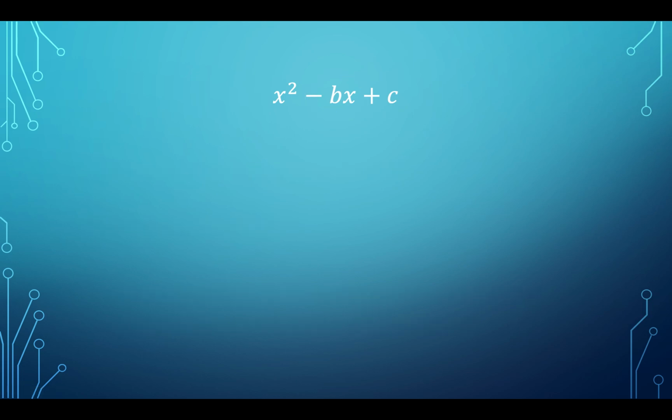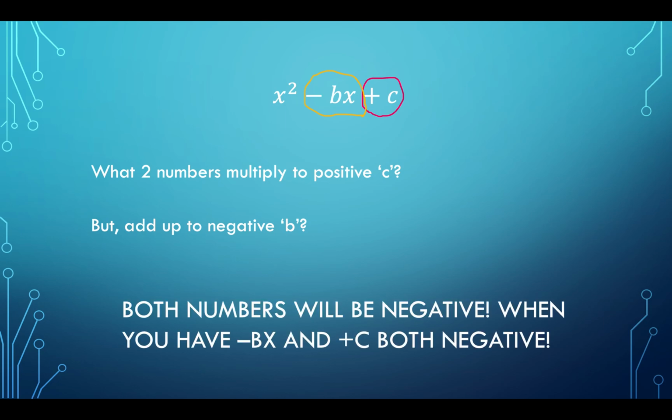How about when we have x squared minus bx plus c? We have plus c. So what two numbers multiply to positive c, but at the same time add up to negative b? What happens here is both numbers are going to be negative. So when you have minus bx plus c, you have the minus and the plus, both numbers will be negative. Why are both numbers negative? Because at the end, negative times negative gives us a positive. So negative bx and a positive c, both numbers are negative.